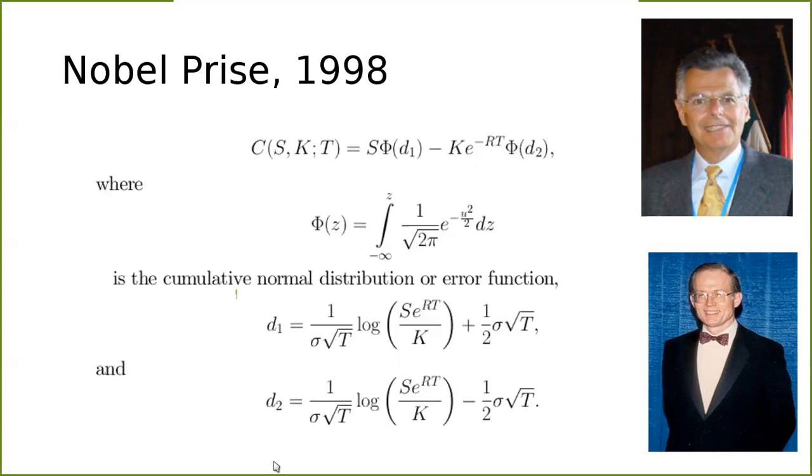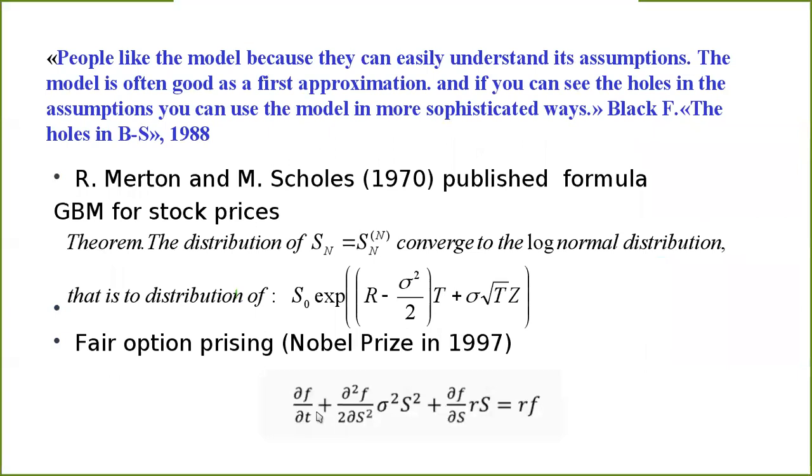In this case, you see the formula for a call option, but in reality we can get the formula for any derivatives, because actually Black and Scholes didn't use the Cox-Ross-Rubinstein model, because this model appeared only after that.